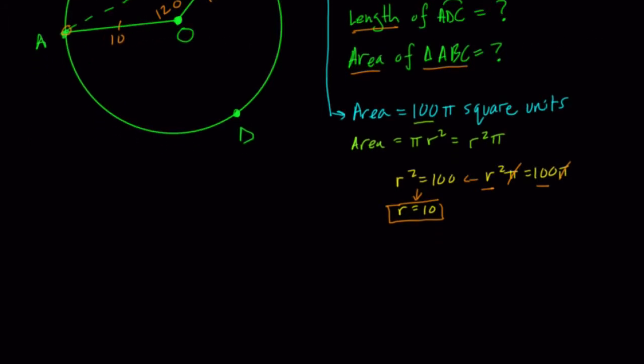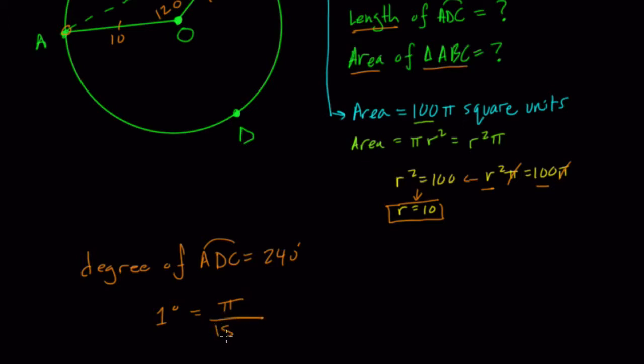So what is the degree measure of arc ADC? It is equal to, they tell us, 240 degrees. Well, every 1 degree is equal to pi over 180. So in terms of a ratio, if I had 2 degrees, it would be 2 times pi over 180. If I had 3 degrees, it would be 3 times pi over 180, and so forth. So if we have 240, we just multiply our degrees by pi over 180, and that is equal to our measure in radians.